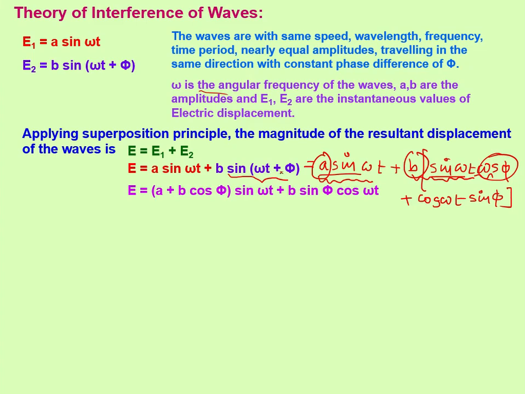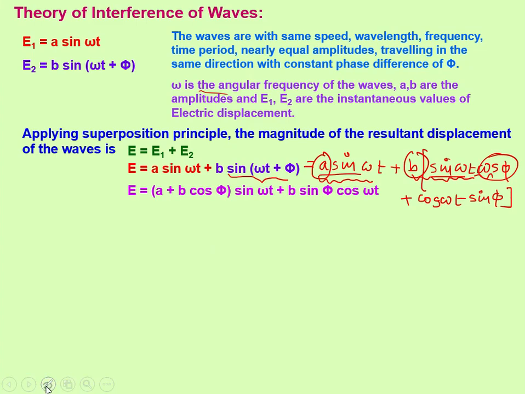If you're comfortable with the trigonometric identities, you can go ahead directly, that is also okay. But these are for the inclusion of the mathematical identities that we have used: sine omega t plus phi can be expanded as sine omega t cos phi plus cos omega t sine phi. Then we have taken sine omega t common, and the remaining term is here.